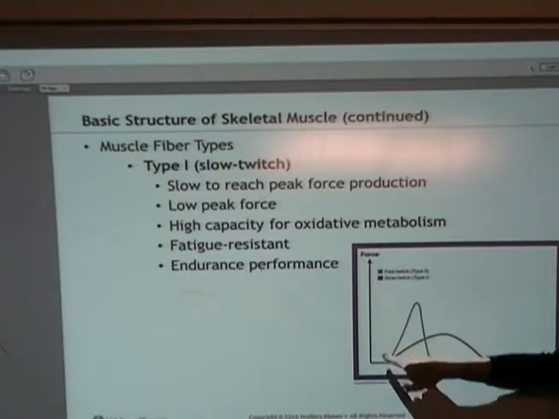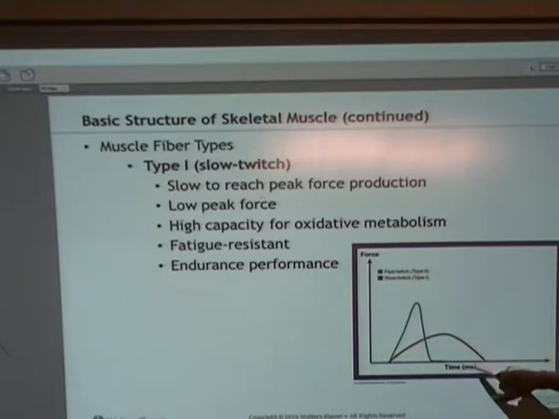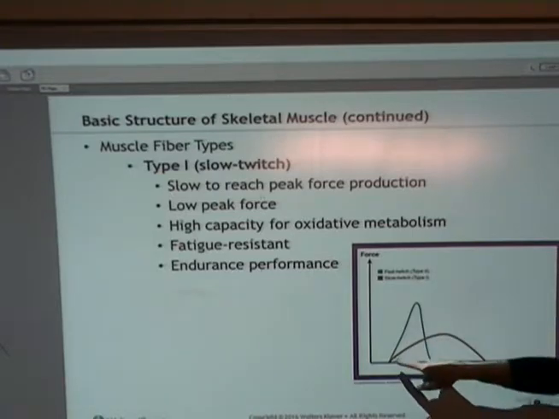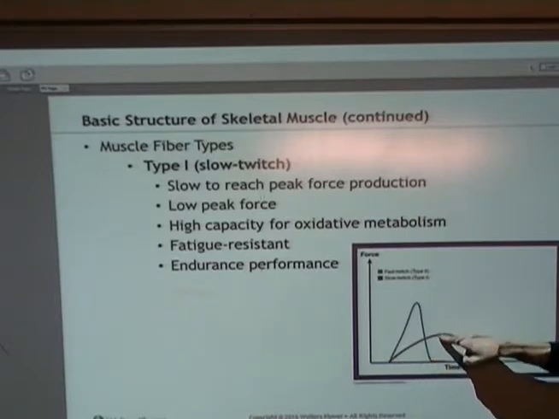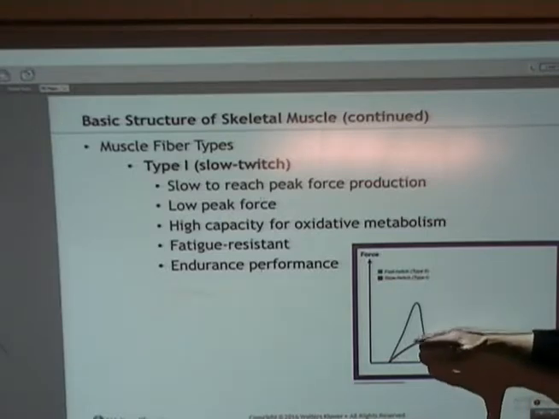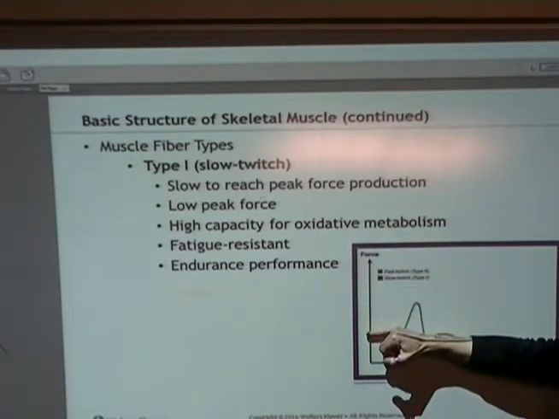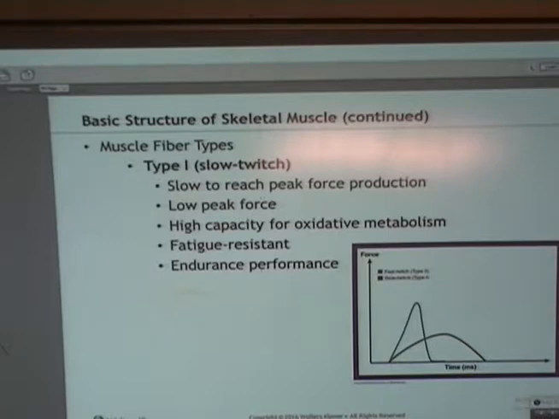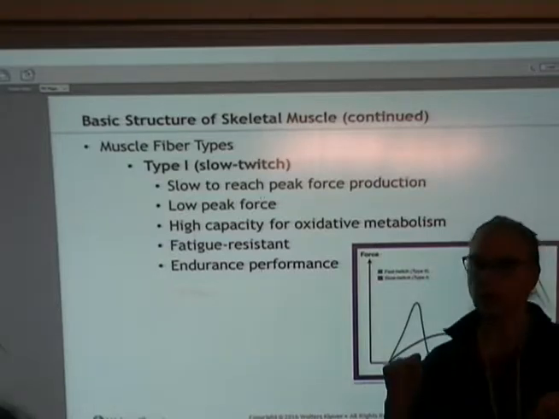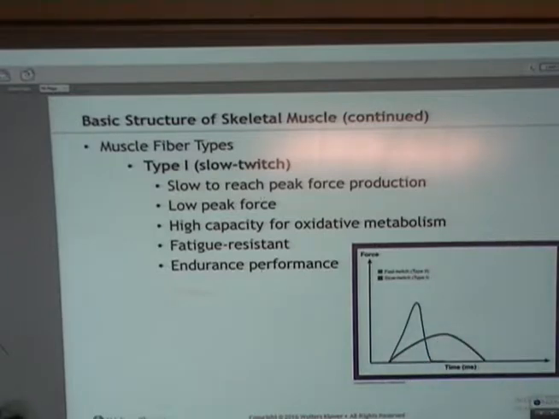So the type 1 on this graph is the orange line here. All right? So if this is time in milliseconds, it takes some time to get to its top force. All right? And that top force, as this is level of force, is not very high. But the really great thing about type 1 muscle fibers is that they're really, really good at energy system number 3, at aerobic metabolism. They are very, very good at using oxygen to make ATP.